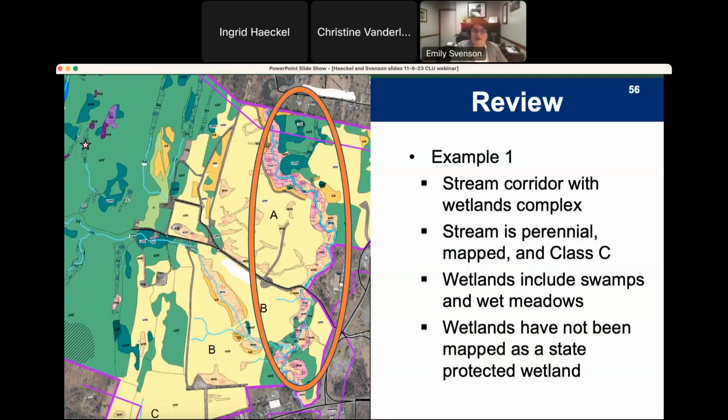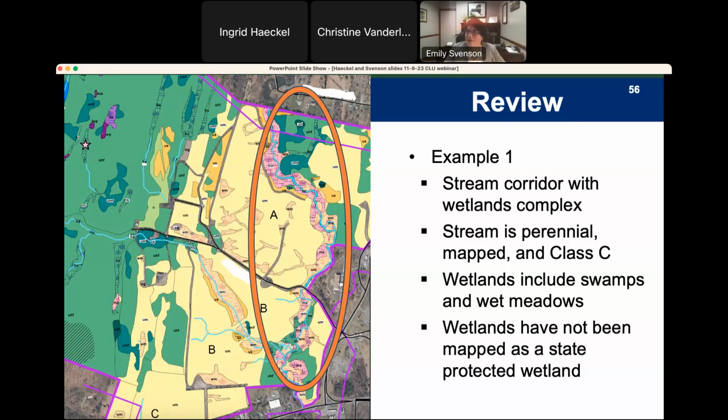Okay, this is the audience participation portion of the presentation. If you look at the bottom of your screen, hopefully you have a chat function. Now the question is, can I find the chat function while I'm sharing my screen? Let's give this a try. I'm going to go through a few examples and see if you can put in the chat what you think the state or federal jurisdiction is of these wetlands.